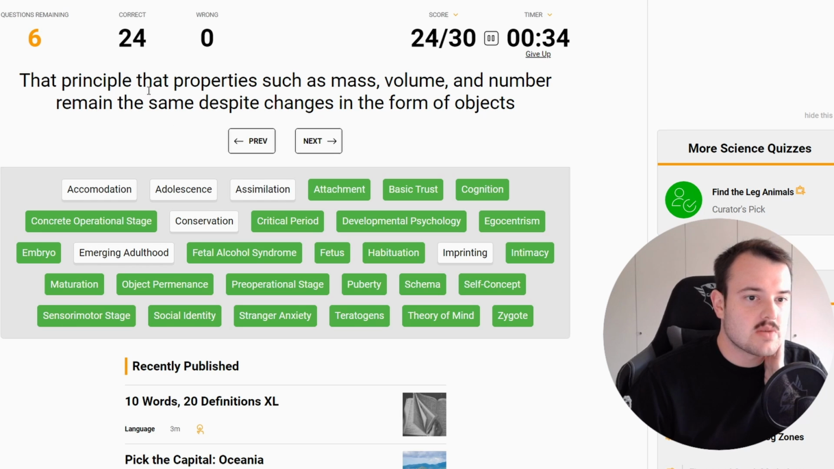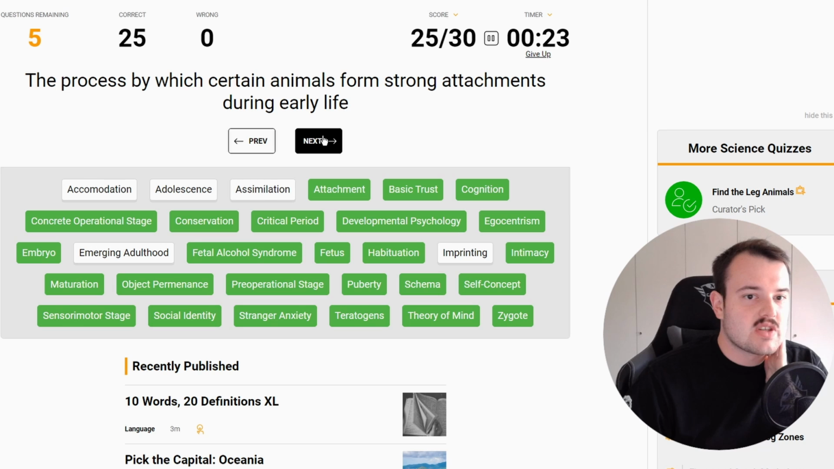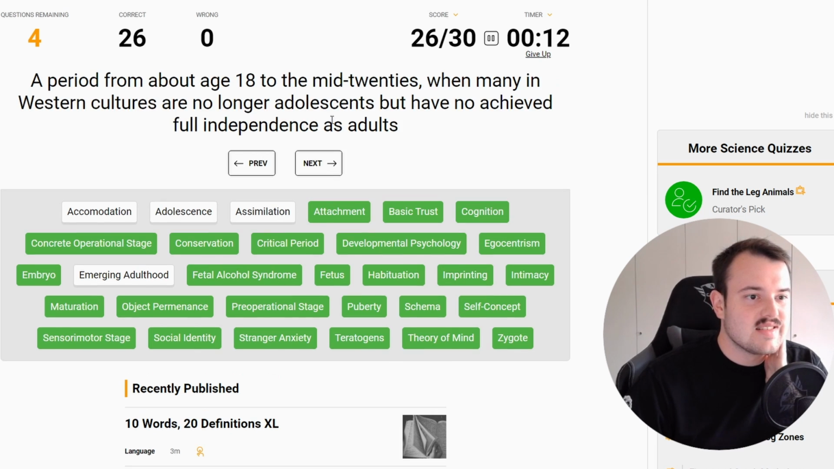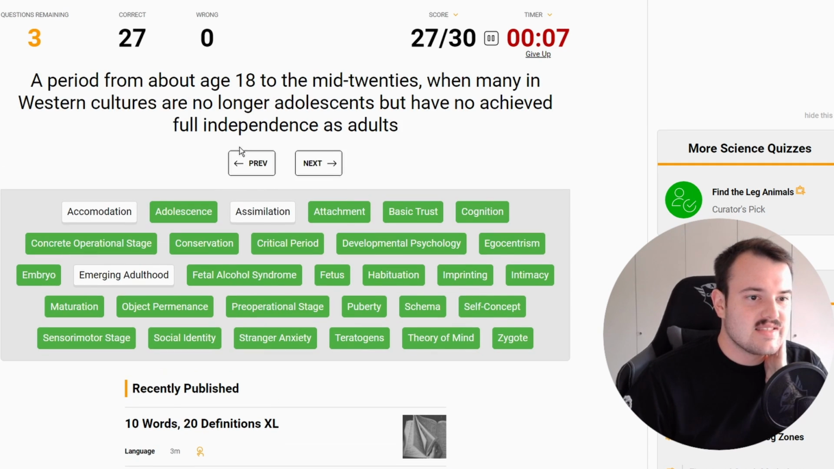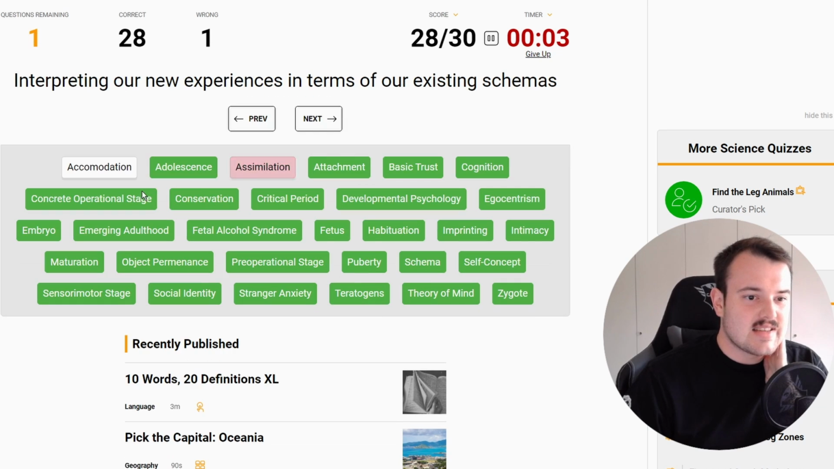The developing human organism from 9 weeks until birth. That's the fetus. The principle that properties such as mass and stuff keep the same is probably going to be conservation. Adapting our understanding to incorporate new information, that has to be assimilation, or is it accommodation? The process by which certain animals form strong attachments during early life. Imprinting. Interpreting our new experience in terms of our existing schemes. Accommodation or assimilation. A period from about 18 to the transitions from childhood to adolescence. Emerging adulthood. Adapting our current understandings is assimilation.